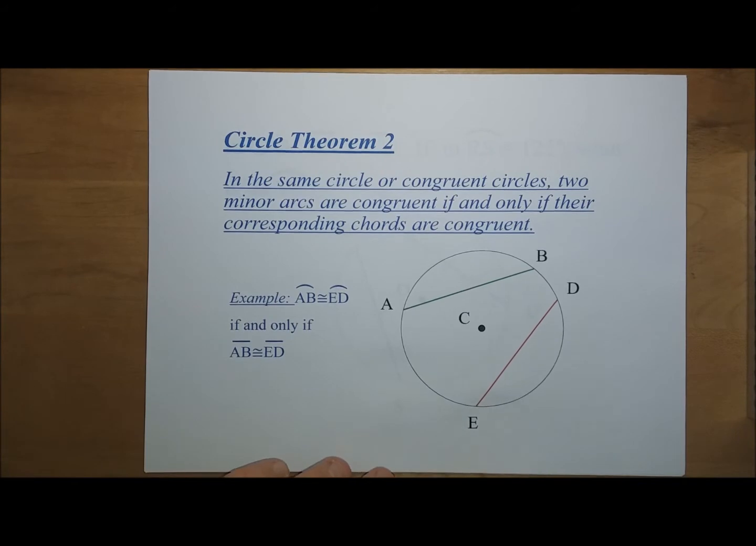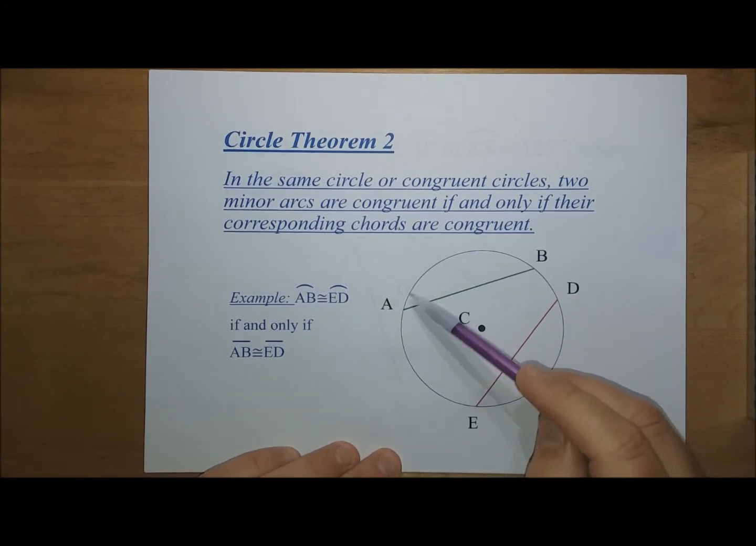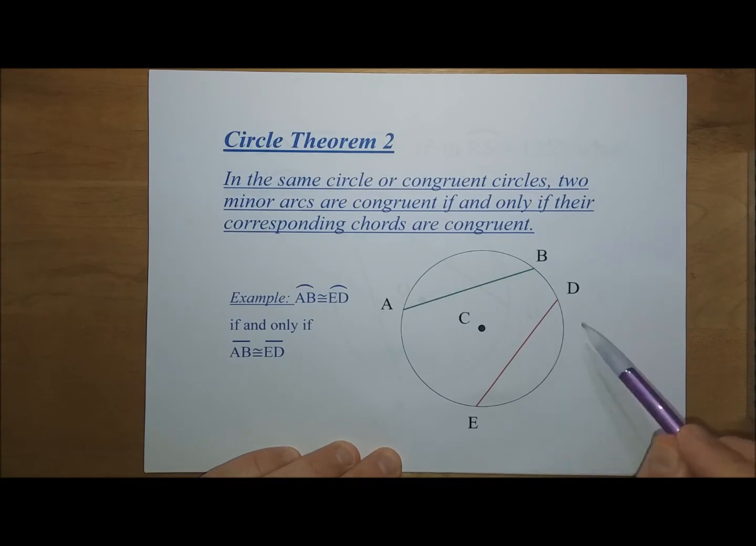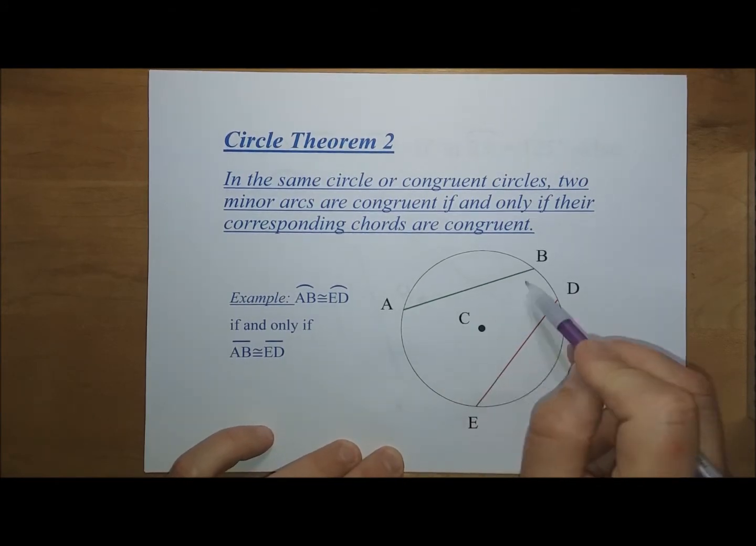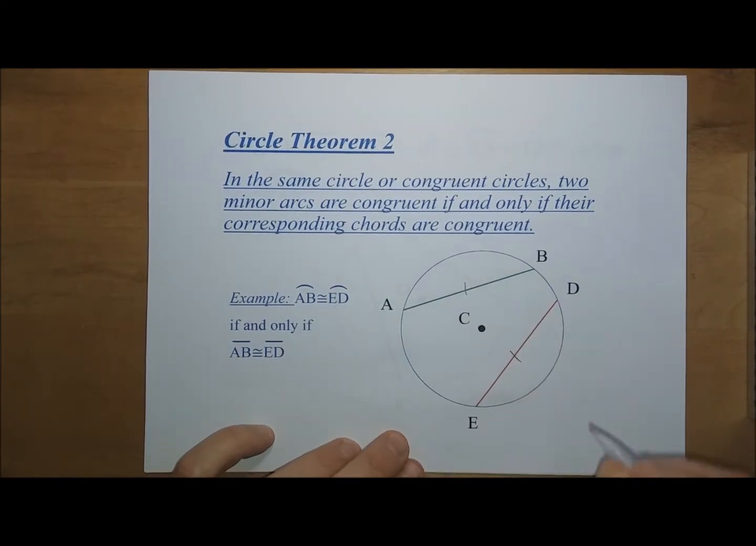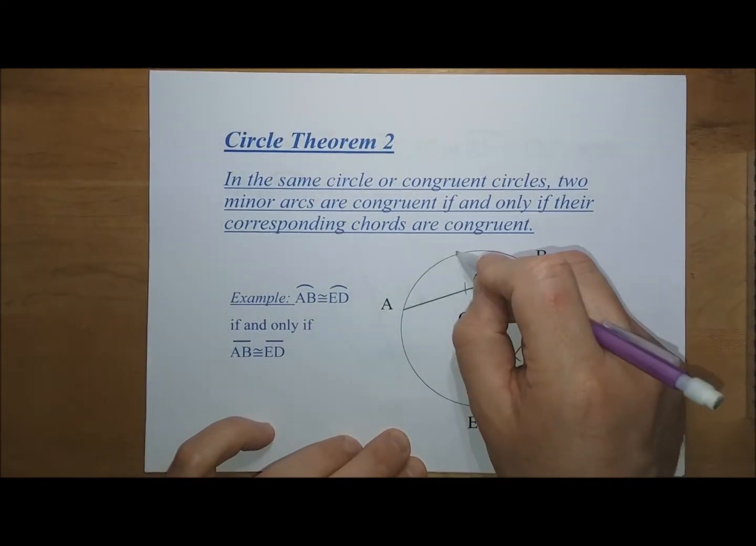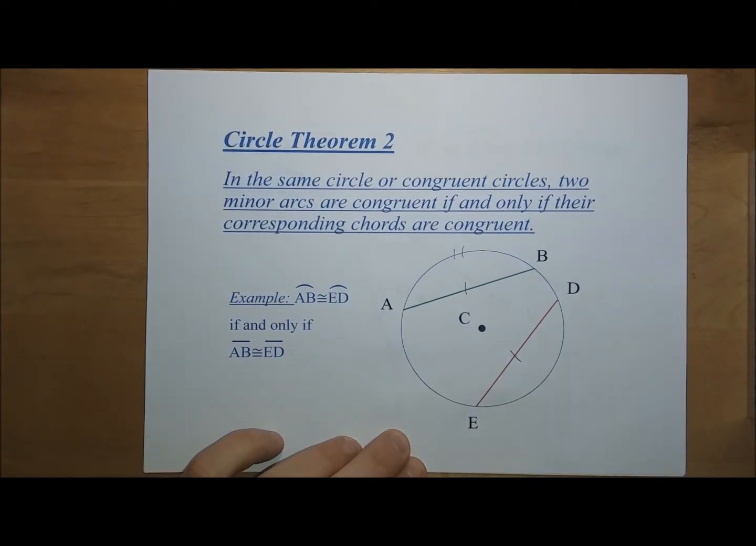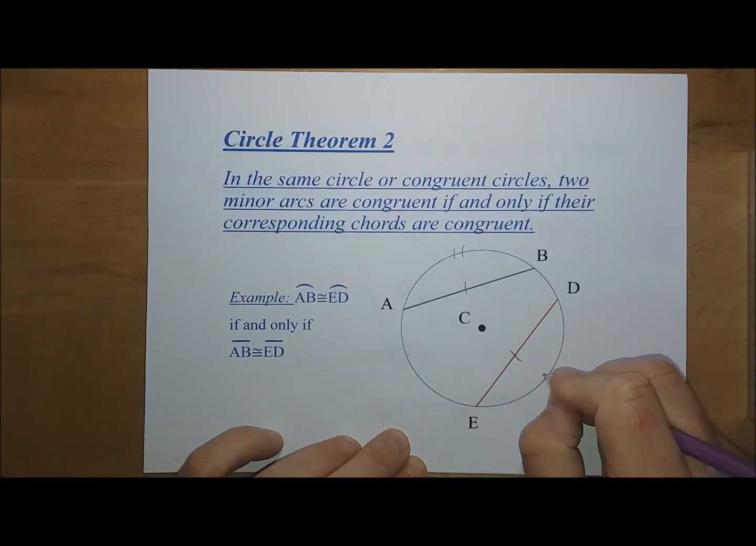involved. But this theorem basically says, in the same circle or in congruent circles, two minor arcs, such as these arcs AB and ED, are congruent if and only if their corresponding chords are congruent. So in this example, if this chord AB was congruent to this chord ED, then we could conclude that this arc AB must be congruent to this arc ED.